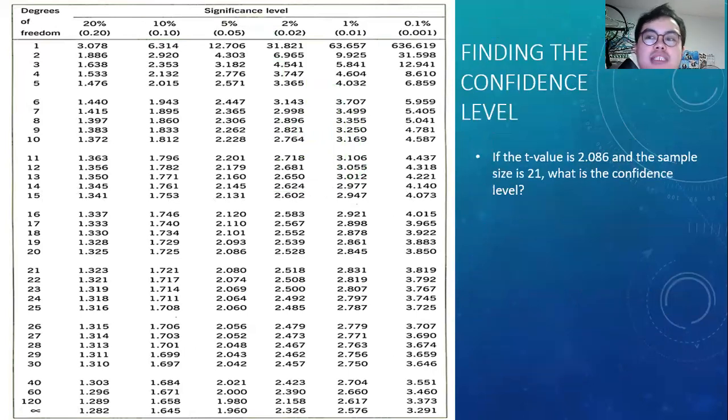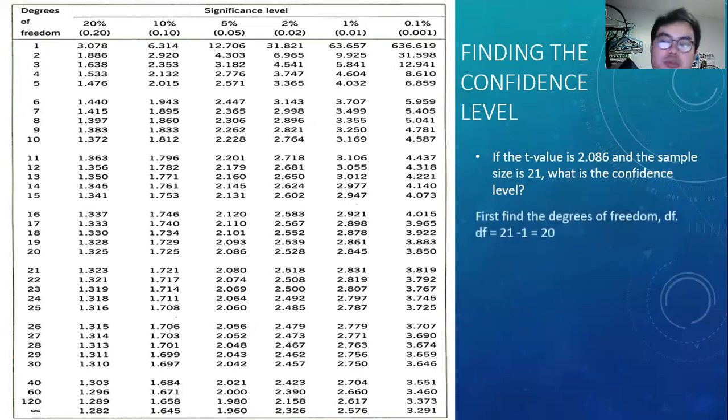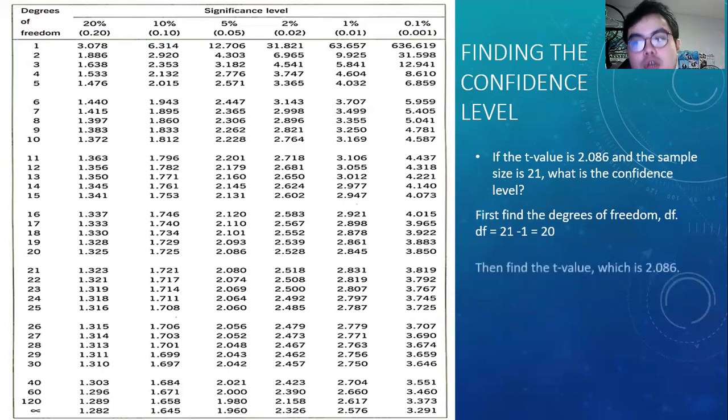So one last example: finding the confidence level. If the t-value is 2.086 and the sample size is 21, what is the confidence level? Our first step is to find the degrees of freedom by subtracting 1 from 21, which is 20. So now we have 20 as the degrees of freedom.